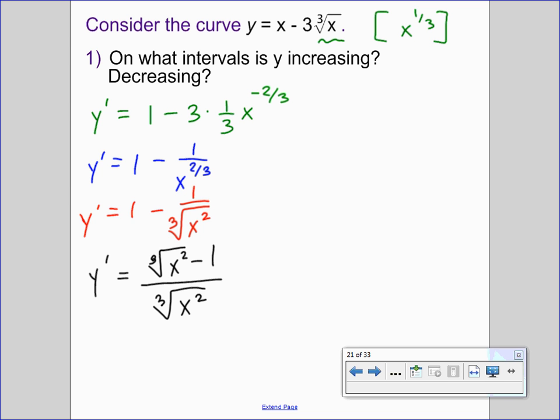I know that y prime is 0 when the numerator equals 0, and y prime is undefined when the denominator equals 0. If I can find any x values that create those two situations, then they're critical values, and I must include them in my y prime sign chart for analysis. So here we go. Where is y prime undefined? Well, y prime is undefined when the bottom equals 0. So if the cube root of x squared ever equals 0, then that's going to be a critical value too. So y prime is undefined when x equals what?